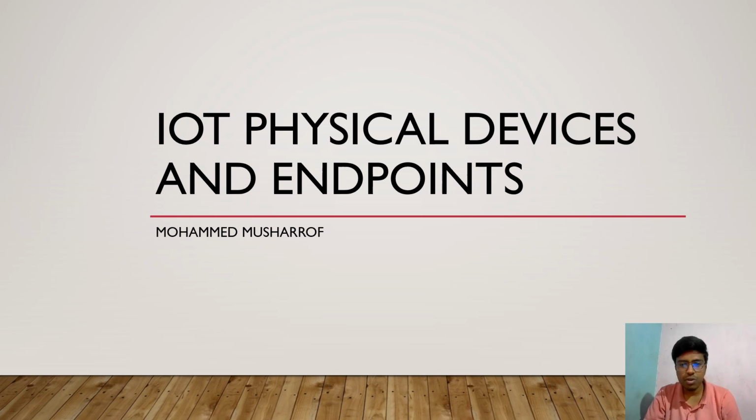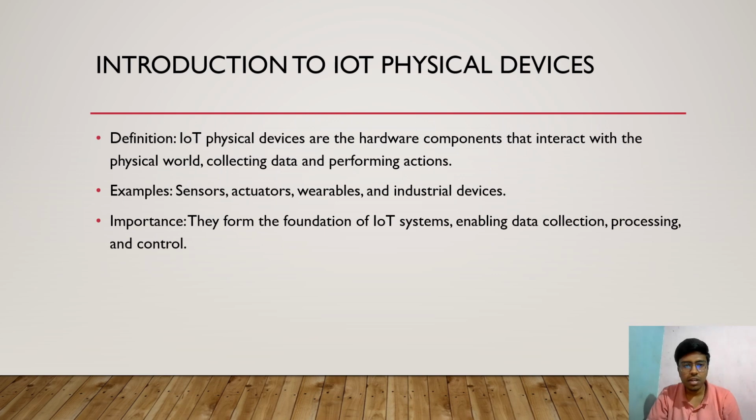Today's topic is IoT physical devices and endpoints. Yes, introduction to IoT physical devices. Definition: IoT physical devices are the hardware components that interact with the physical world, collecting data and performing actions. Examples: sensors, actuators, wearables, and industrial devices. Importance: they form the foundation of IoT systems, enabling data collection, processing, and control.